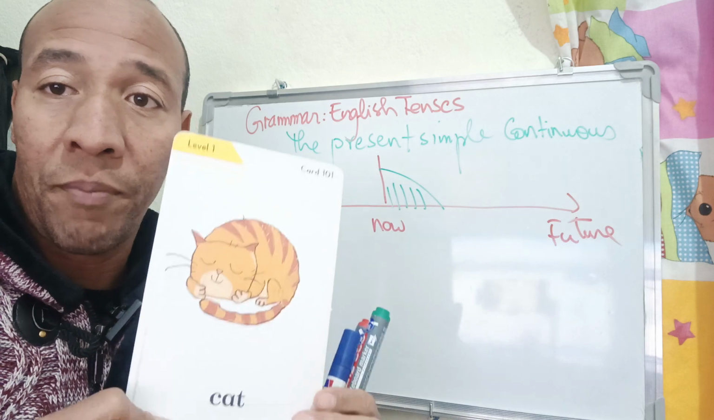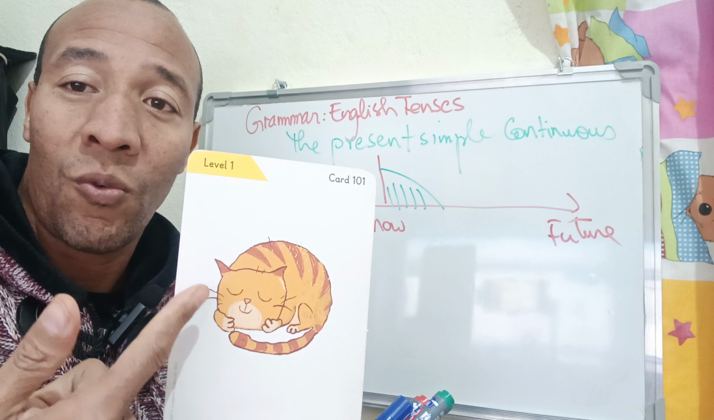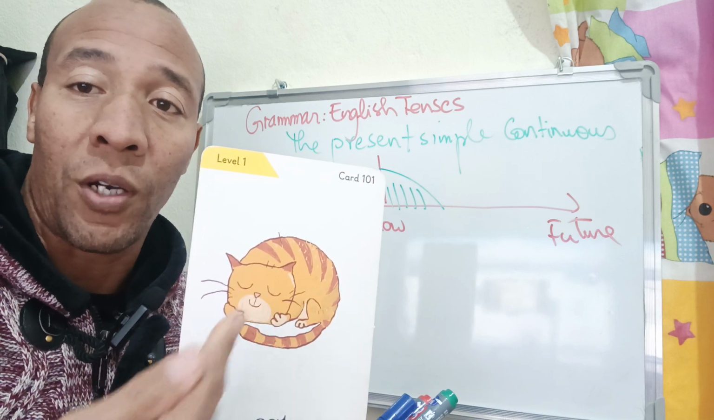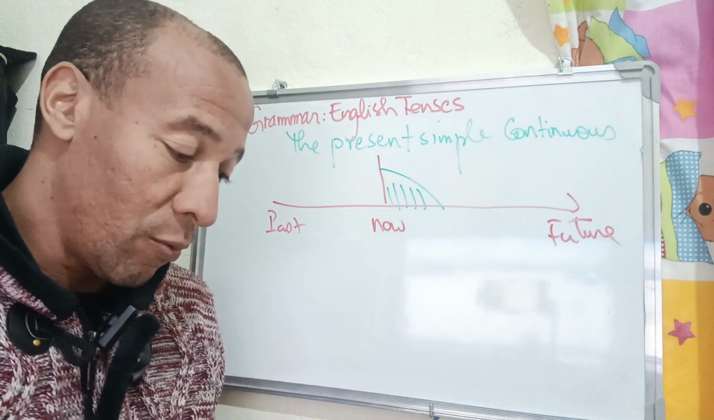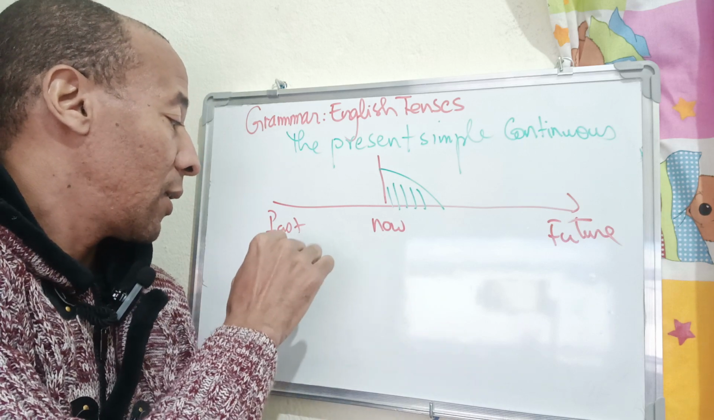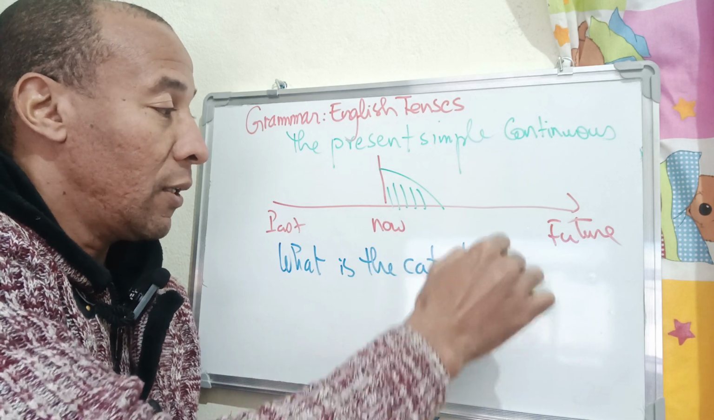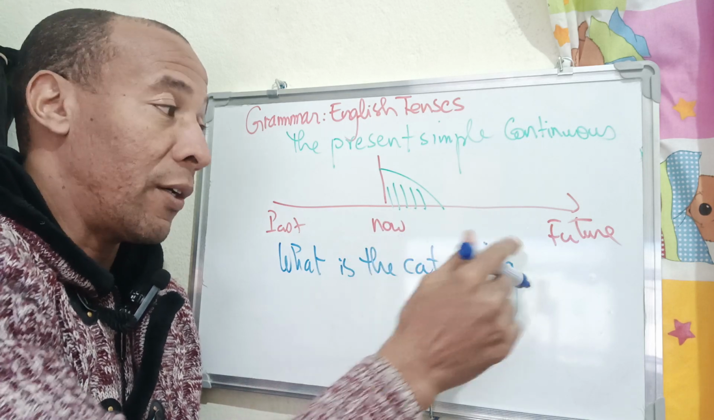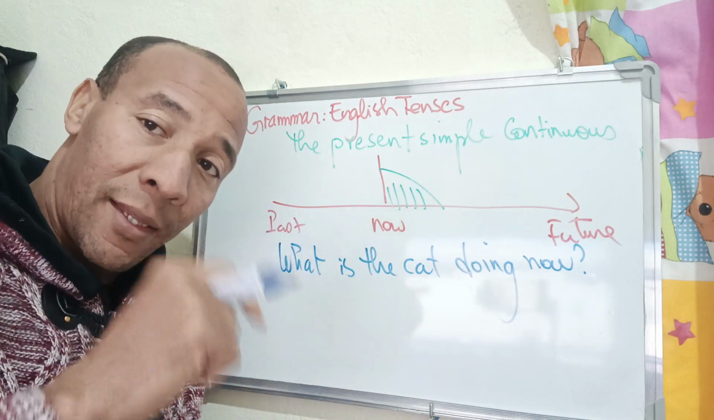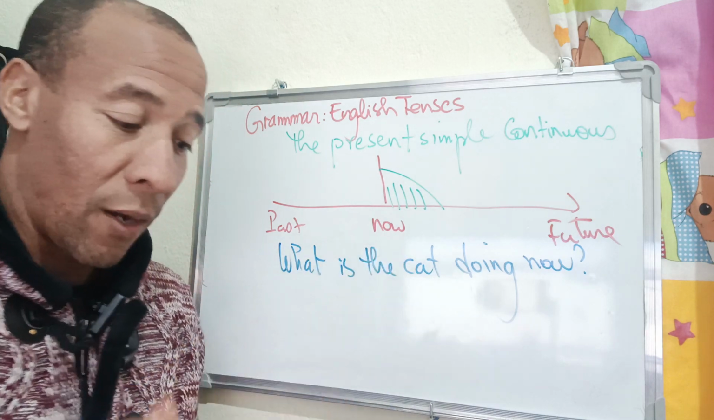Right, so look at the picture here. So it's a cat, that's good. Now what is the cat doing? We ask the question, what is the cat doing now? So here the question is, what is the cat doing now? As you can see here, now, right? It means at this moment of speaking, at the moment of speaking. So what is the cat doing now?